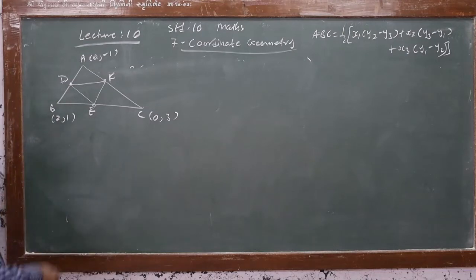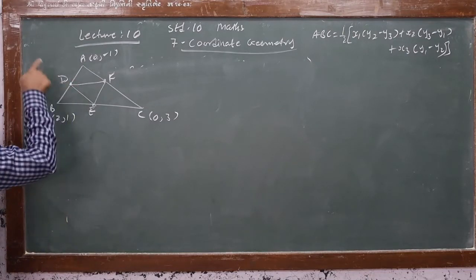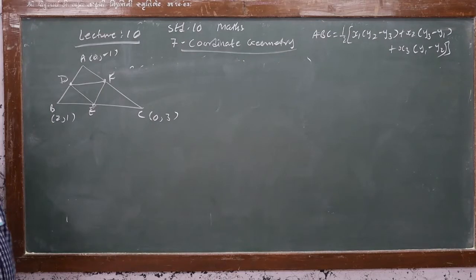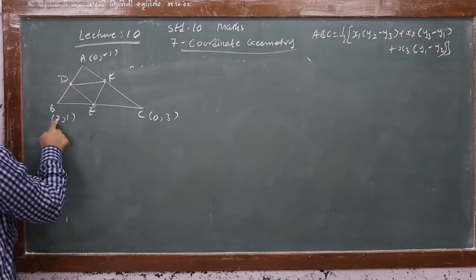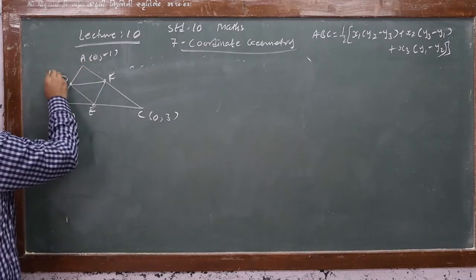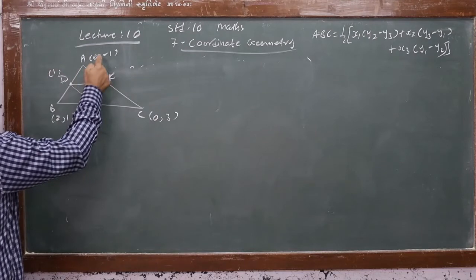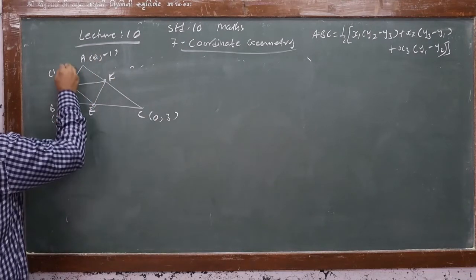Okay, so now D is the midpoint. So for finding D, you have to use the midpoint formula. So what is D? (x1 plus x2) whole upon 2. 0 plus 2 upon 2 is 1. -1 plus 1, 0 upon 2 is 0.